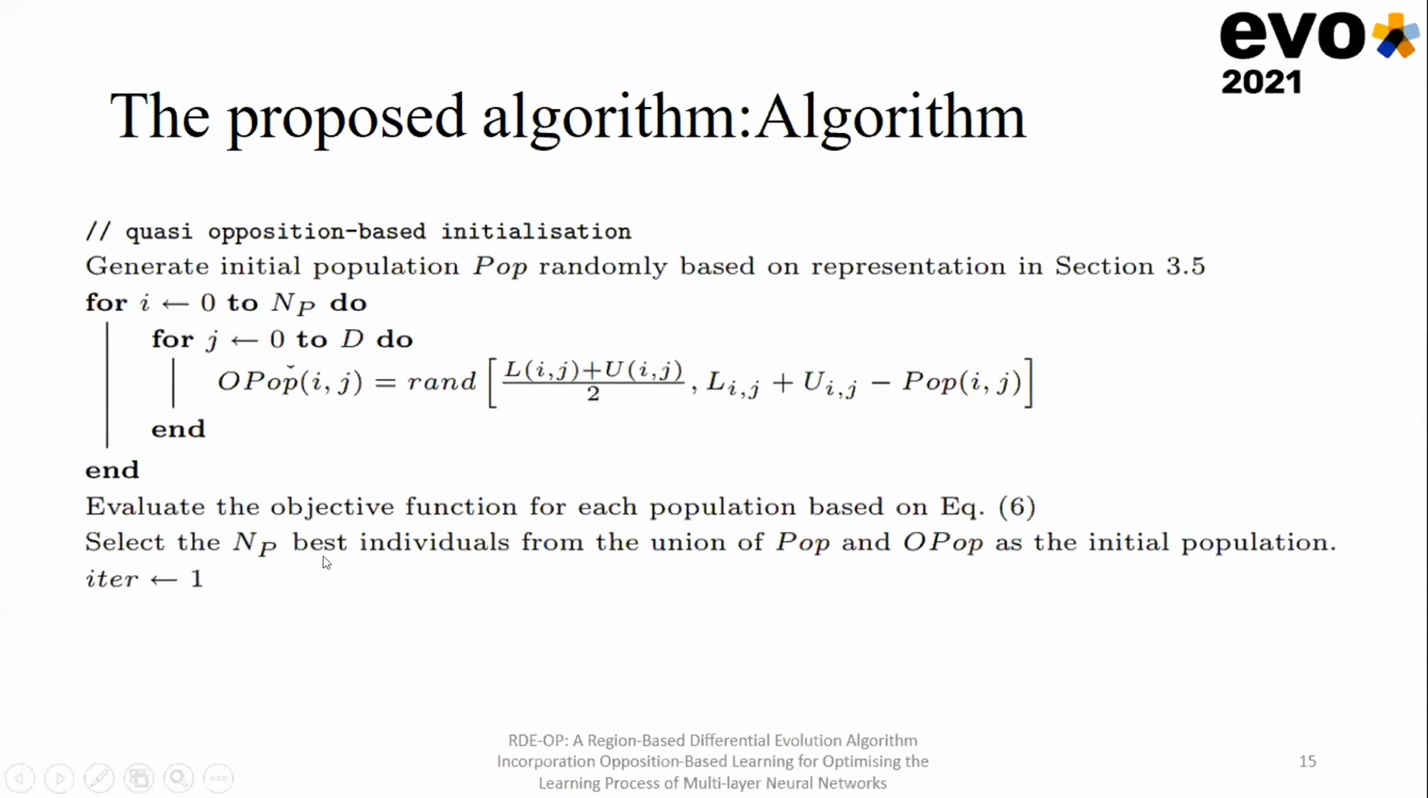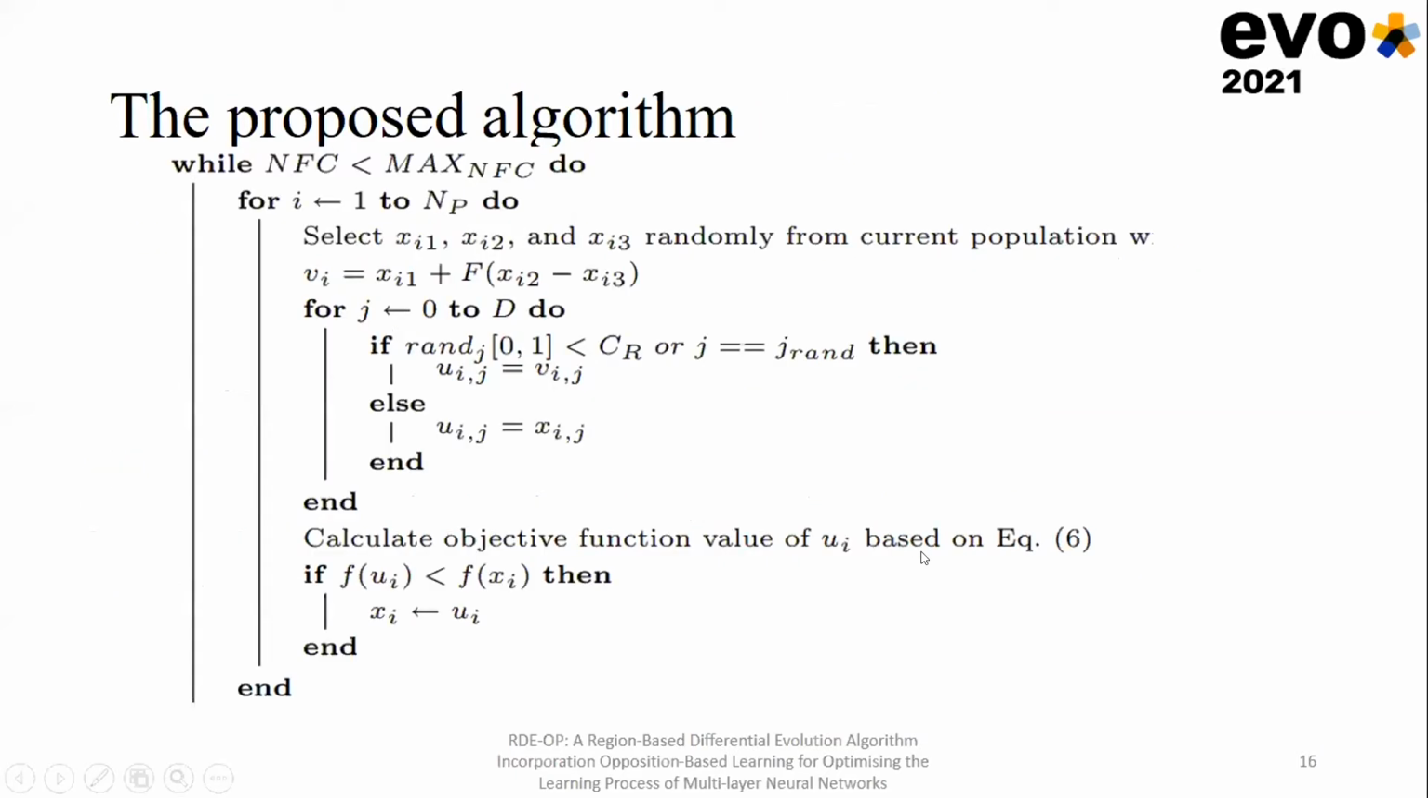In the first step, we should generate the initial population. First, we generate POP, which is actually some random individuals. And here you can see opposition-based learning for generating new individuals. Here we should select the best individuals from the union of POP and OP-POP. In the next step, in the main loop, you can see the standard operators, mutation, crossover, and here you can see the selection operator.